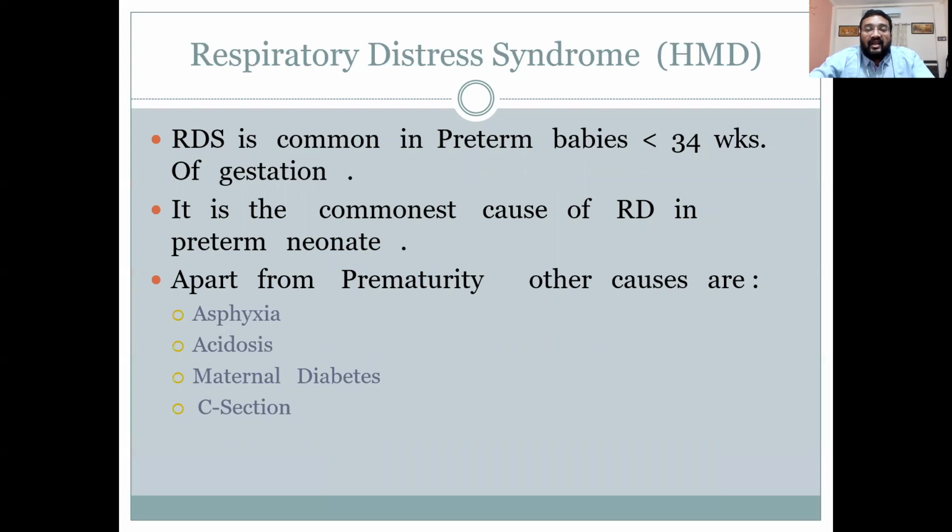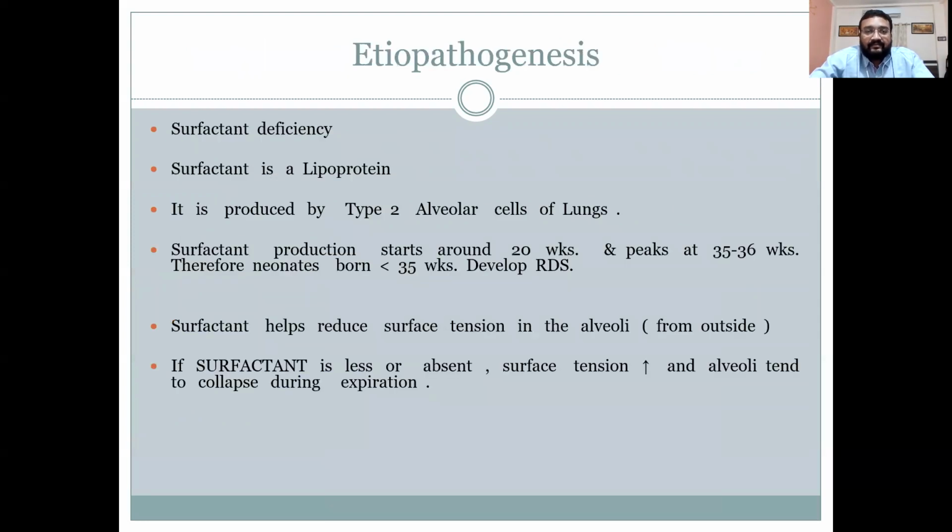Apart from prematurity, other important causes of hyaline membrane disease are birth asphyxia, metabolic acidosis, maternal diabetes, and C-section. So one of the most important causes is prematurity. The incidence of respiratory distress syndrome is inversely related to the gestational age of the newborn. As the gestational age of the newborn decreases, the chances of respiratory distress syndrome or hyaline membrane disease go on increasing. Now, what causes respiratory distress syndrome?